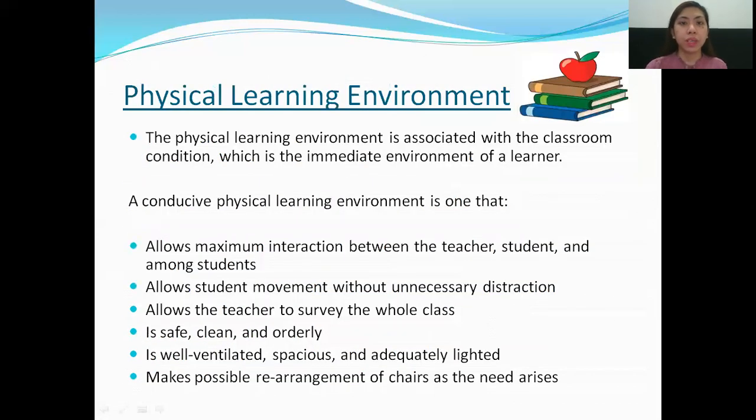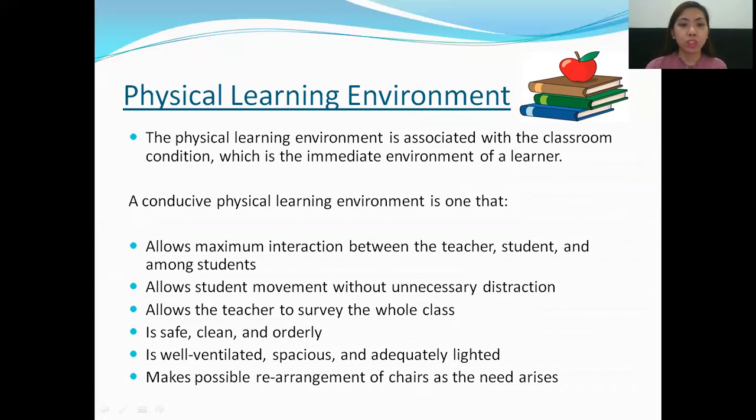Now, the physical learning environment is associated with the classroom condition, which is the immediate environment of a learner. A conducive physical learning environment is one that, first, allows maximum interaction between the teacher, student, and among students. It allows student movement without unnecessary distraction.